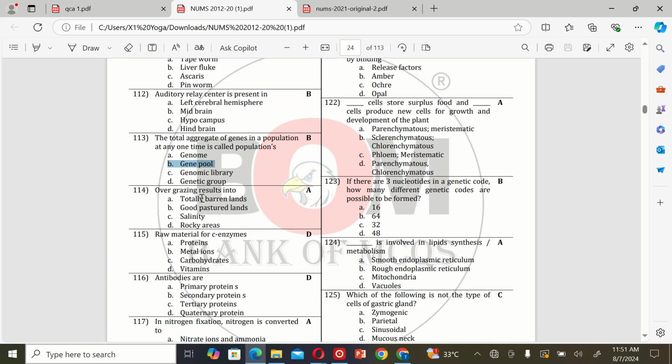The next MCQ is, overgrazing results in A. Totally barren land, B. Good pastured land, C. Salinity, and D. Rock areas. So the correct option is A.